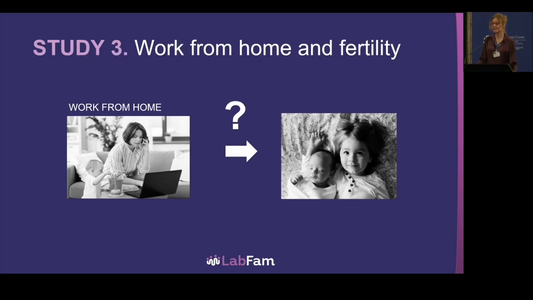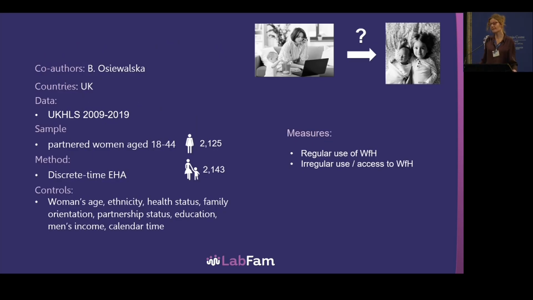The third one is a bit different: working from home and fertility. In this study, we look at how working from home is related to first and second birth transitions. The study is conducted together with also my postdoc, Beata Osiewalska, and the study is located in the United Kingdom. I told you that in the United Kingdom there was quite some work from home already in the 90s and the 2000s, which is due to the regulations that they introduced. It was possible to request flexible working hours or working from home when one needed this.